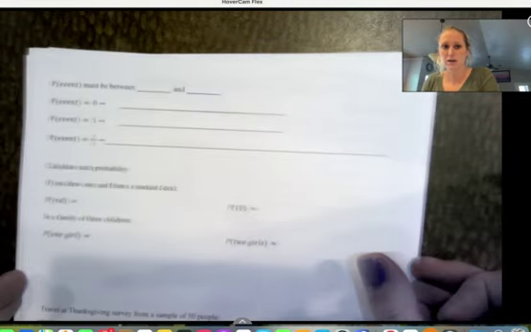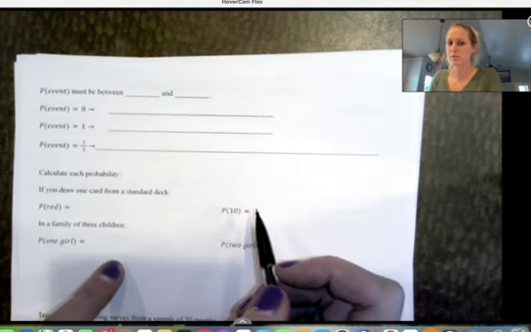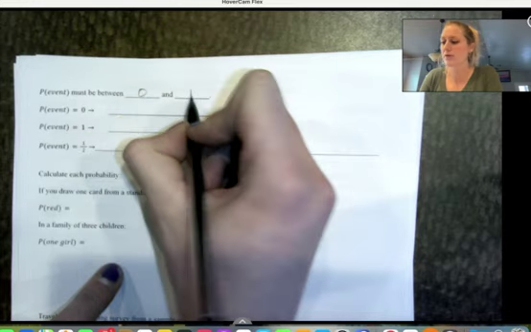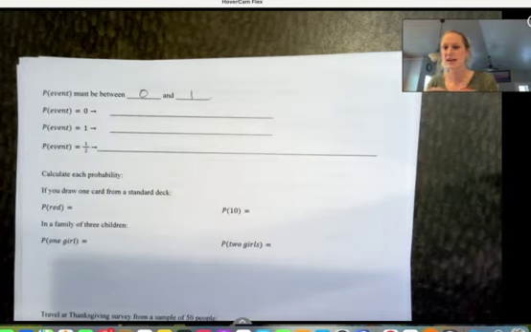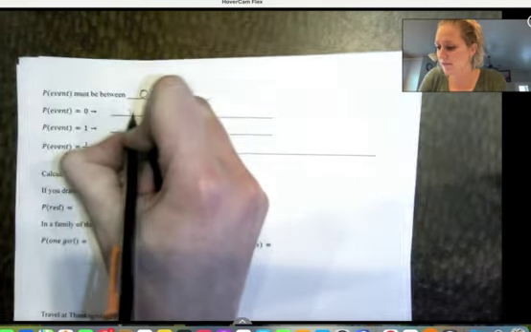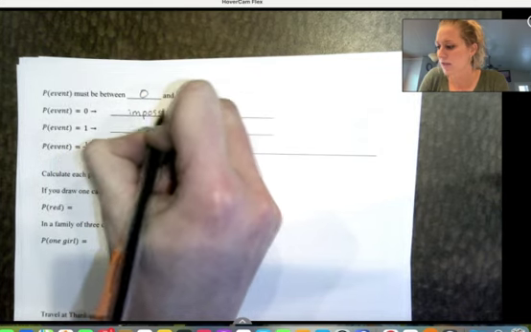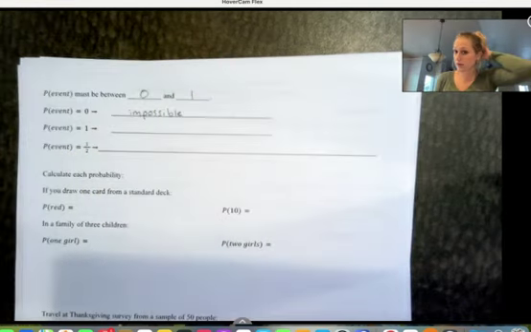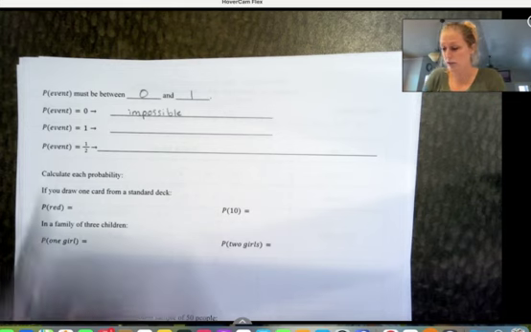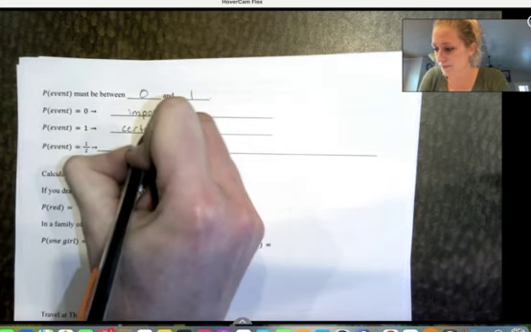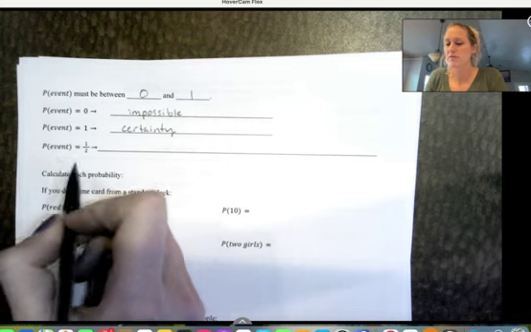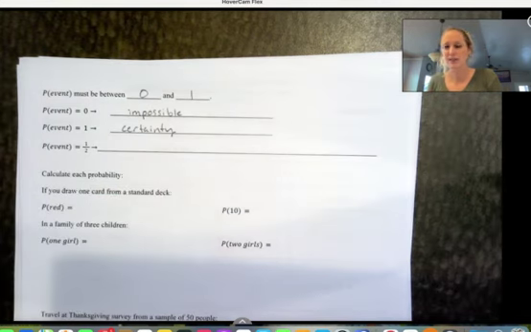Okay, so the probability of an event must be between 0 and 1. So 0 means that it's impossible. It is not ever going to happen. If the probability of something is 1, then it's certain, okay? So 100% certainty. If it has a probability of a half, then it's just as likely to occur as it isn't.